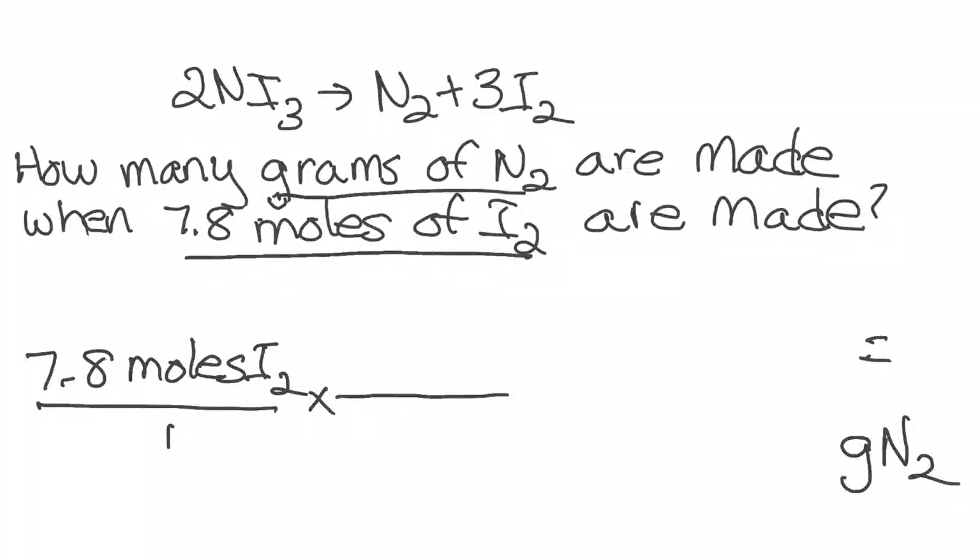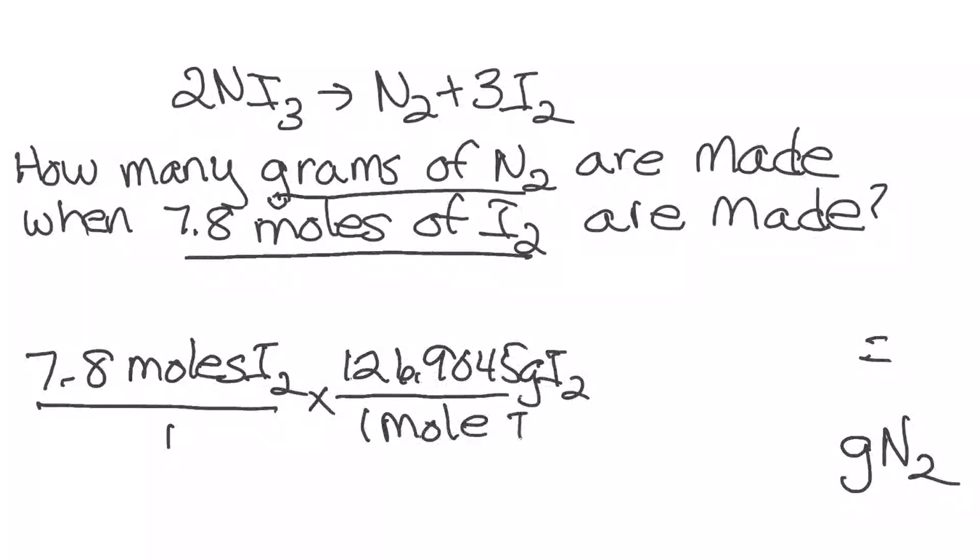So let's look up on the periodic table. Once again, iodine times 2 gives me 126.9045 grams of iodine. I gave a couple extra sig figs this time for every 1 mole of iodine. So that cancels out. Am I done yet? I'm at grams of iodine, but I want grams of nitrogen, so I'm not done.